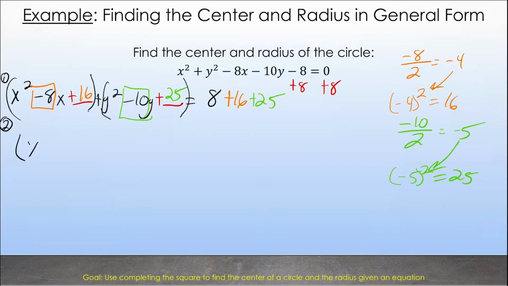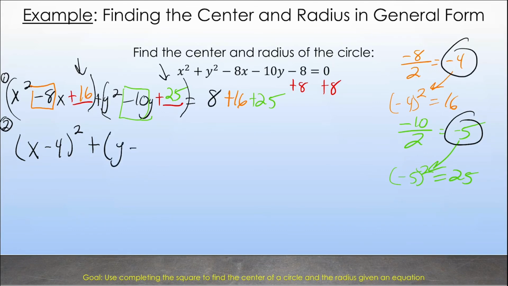I can rewrite that as x. What did we have to do to get that 16? We took this negative 4, so I get (x minus 4) squared plus, what did we do to get that 25? We took that negative 5 and squared it. So I get (y minus 5) squared equals, I add those up, 25 plus 16 plus 8. 25 and 16 is 41, plus 8 is 49.